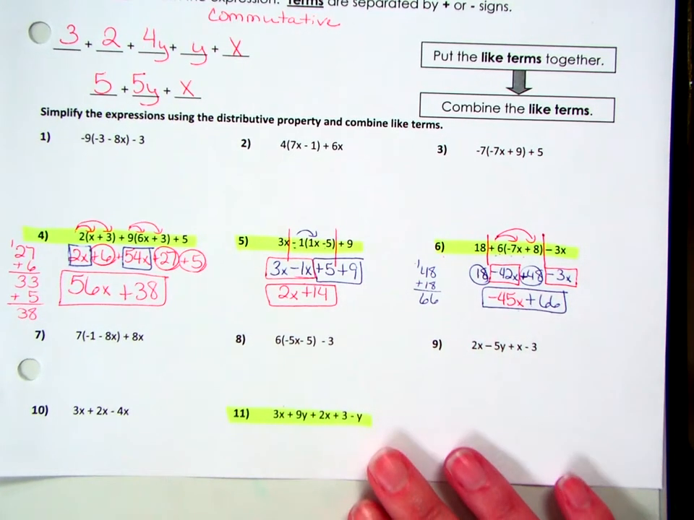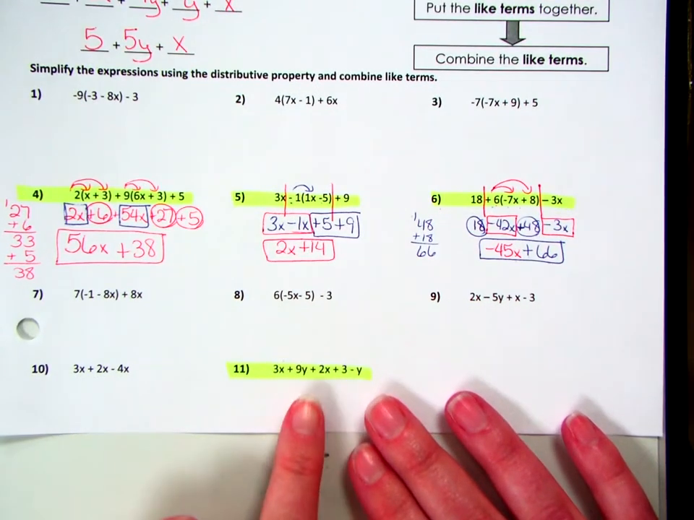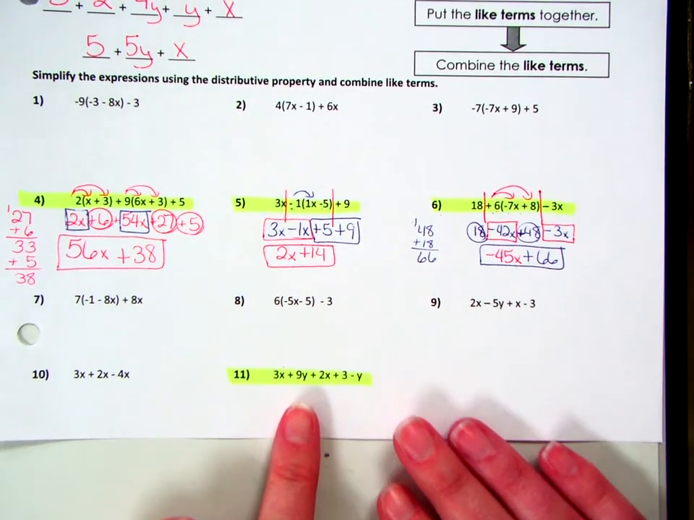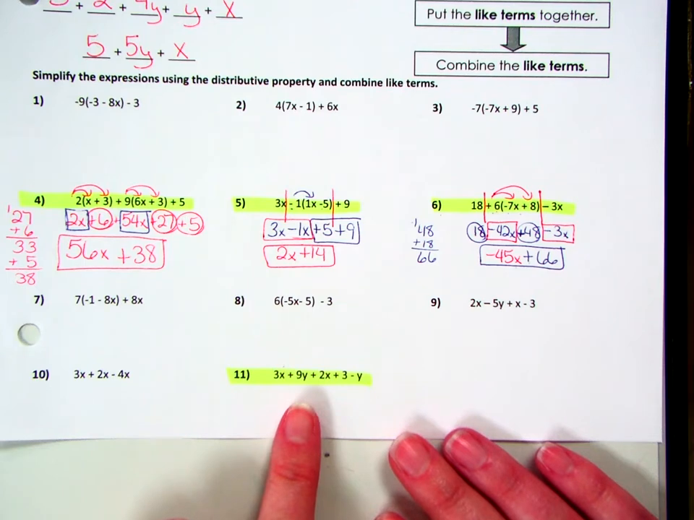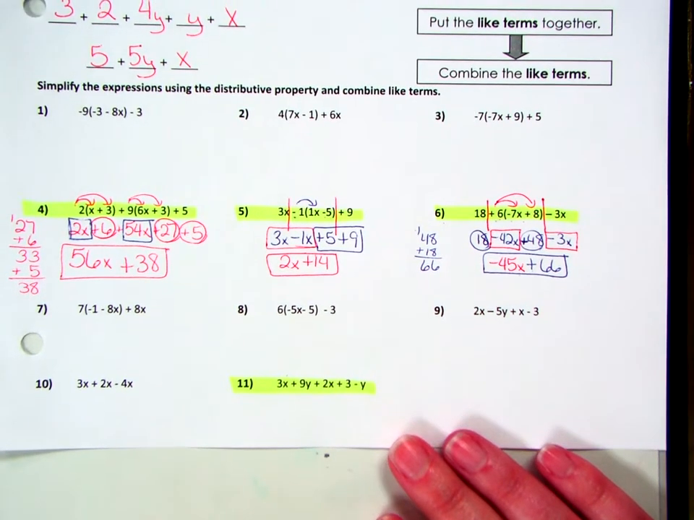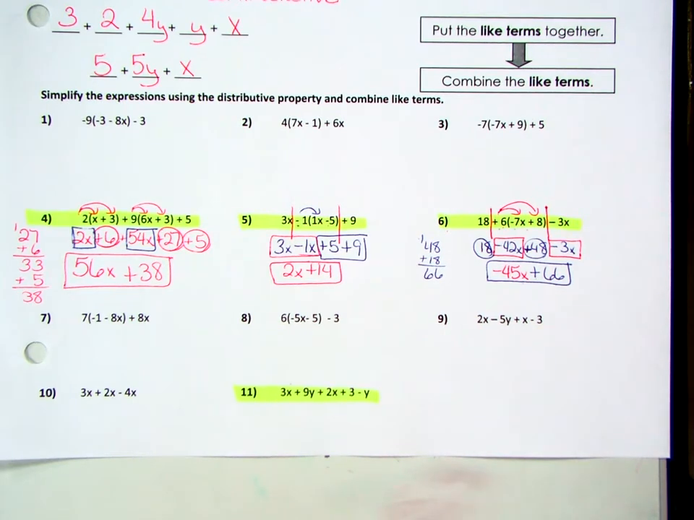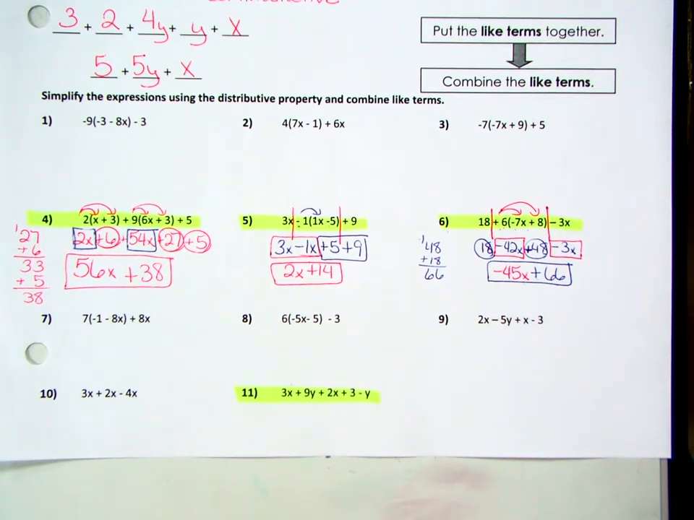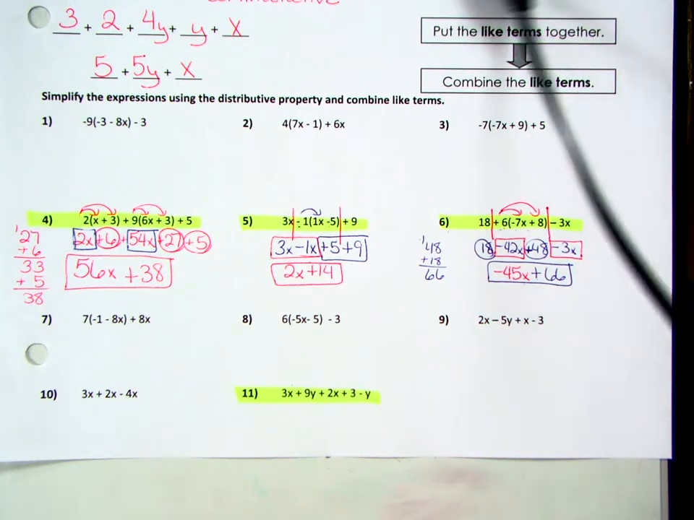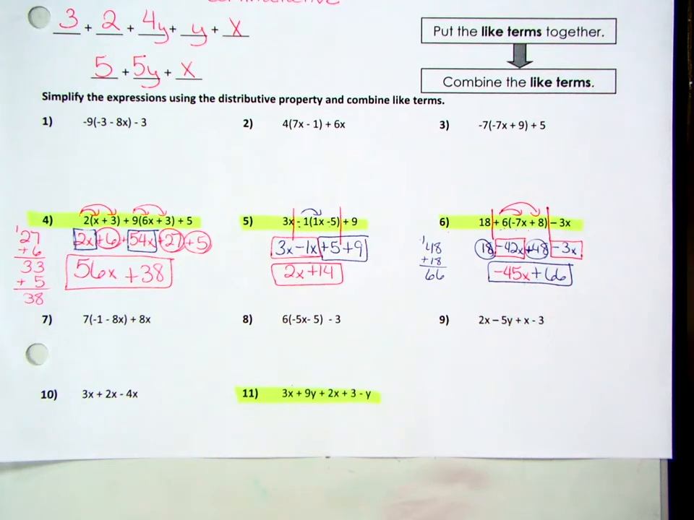Notice how this last problem that you see does not have any parentheses. That means there's no distributive property needed. So what you're going to go ahead and do when you're solving this is just look for your like terms. I do notice one thing. I have x's and I have y's. X's and y's, even though they're both variables, cannot be combined because they're two different types of variables. So let's keep on going.